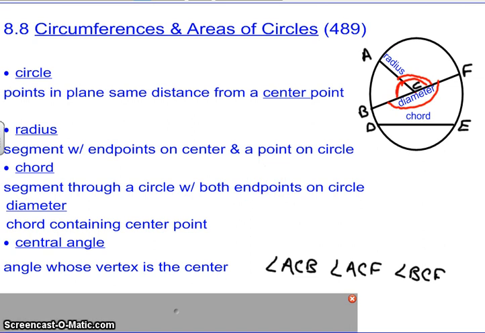Okay. So central angle is kind of a new term for 7th grade. Let's review how many degrees are in an entire circle. If you were to start at F and travel clear around, the number of degrees is 360.